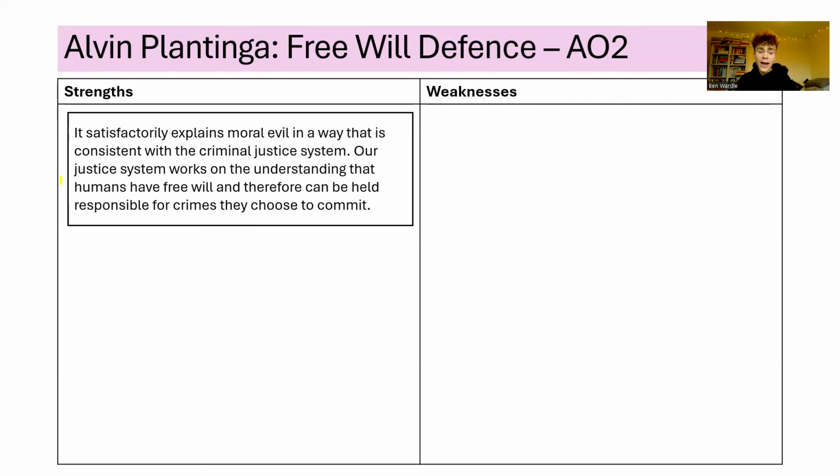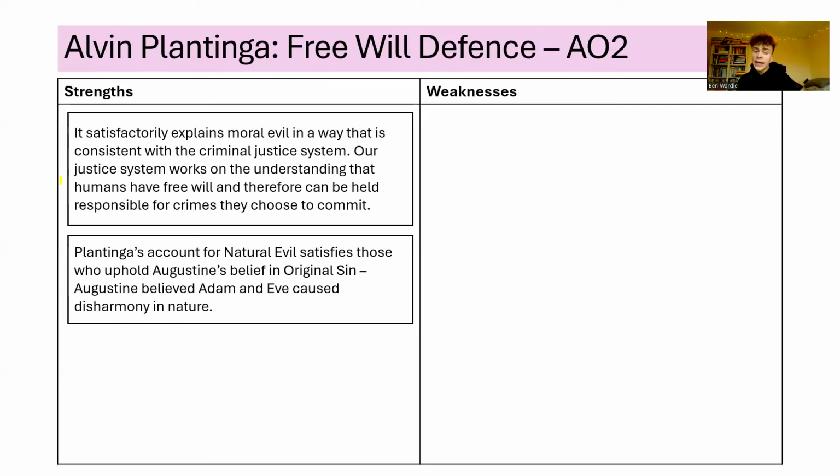We could say it satisfactorily explains moral evil in a way that is consistent with the criminal justice system. Our justice system, as we know, works on the understanding that humans do have free will and therefore can be held responsible for crimes they choose to commit. Very simply there, the free will defense is saying that we have free will and that free will is the greater good. And that, we are going to argue in terms of our evaluation, is consistent with the modern way of thinking. Our legal system today assumes that we do have free will and we are then responsible for the choices that we make. So this might make it appealing to a contemporary Christian in the modern world.